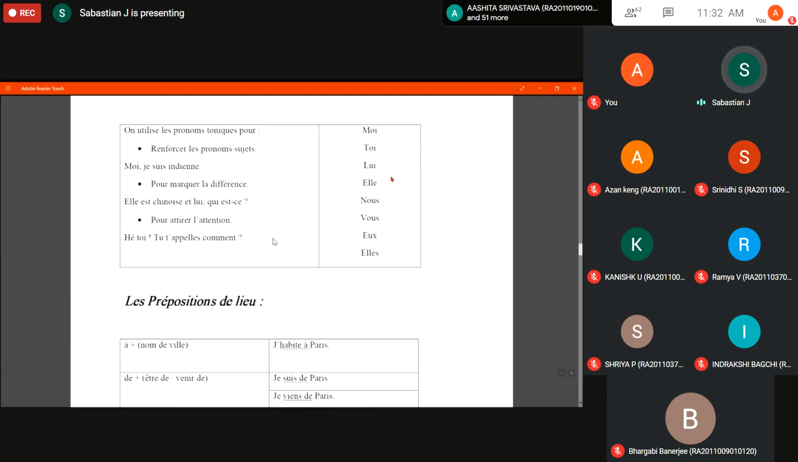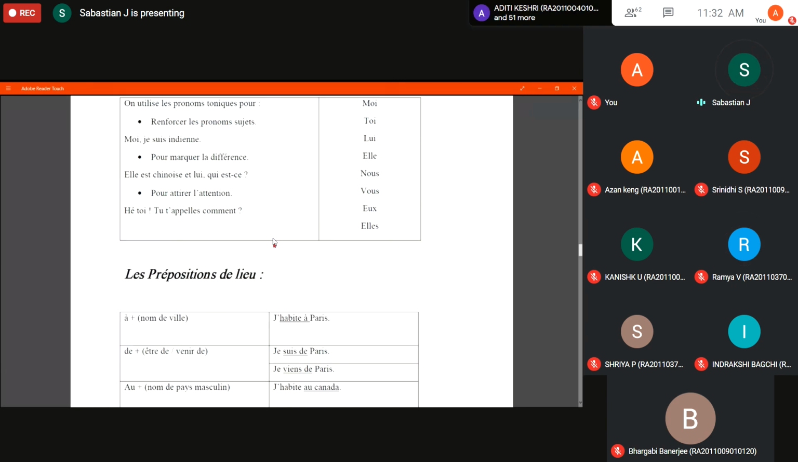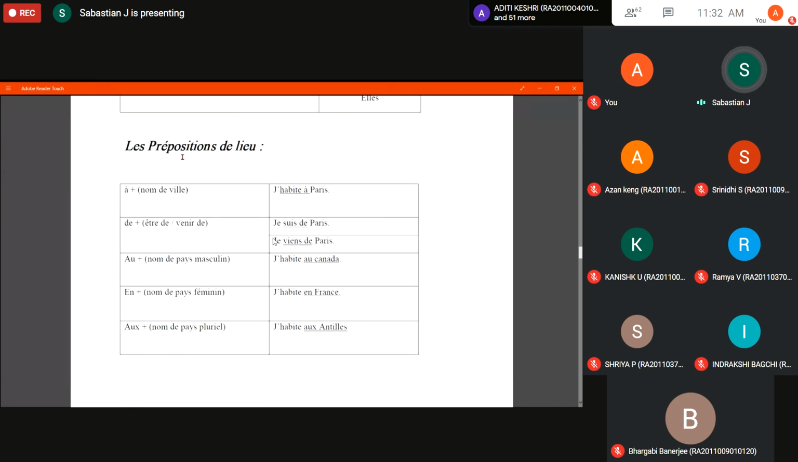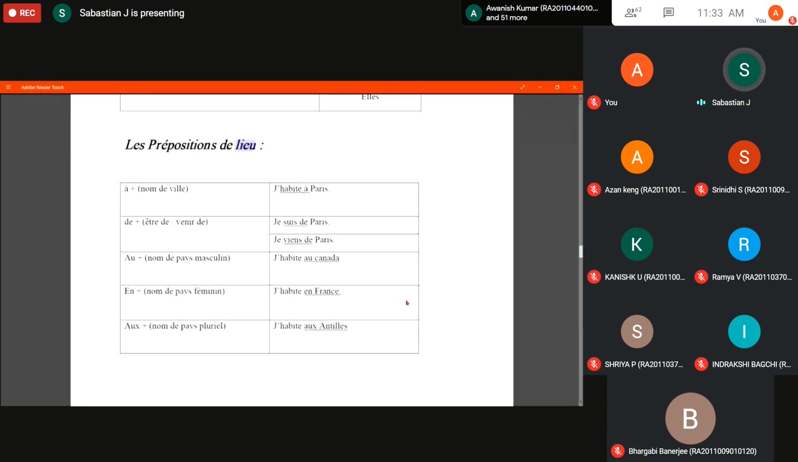And the second topic is, have you guys noted down? Yes, sir. Okay, the next screen shows les prépositions de lieu. Lieu means place, referring to any place, whether it is masculine or feminine. Les prépositions de lieu, prepositions of places, normally used in the language.